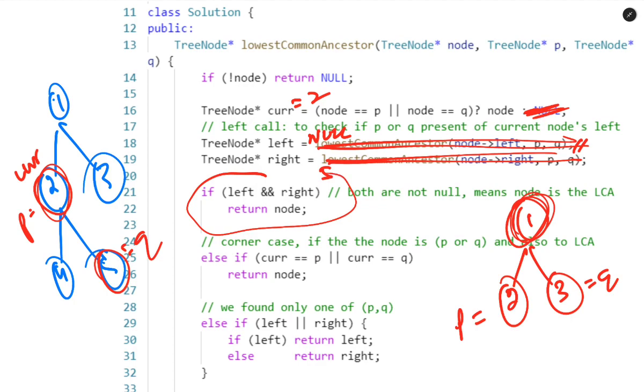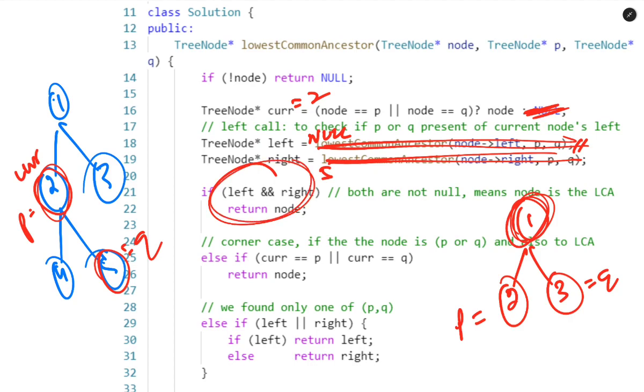So that thing I have written here, 1 is my lowest common ancestor. Since both are not null, it means that the node is the lowest common ancestor. So I am returning the node which is the lowest common ancestor, since in the left subtree of 1, P is there, and right subtree of 1, Q is there. Okay. And what are the other cases?